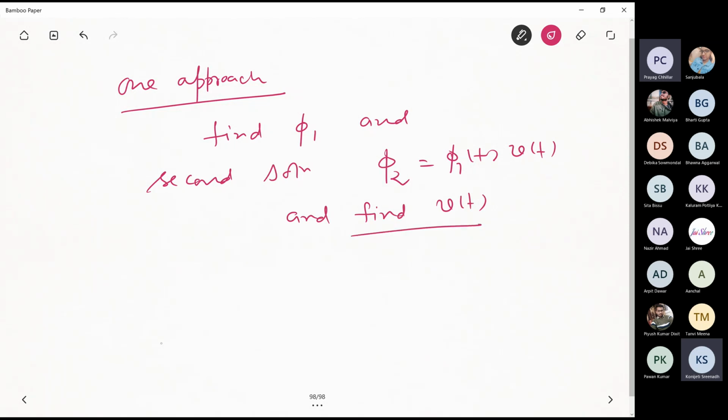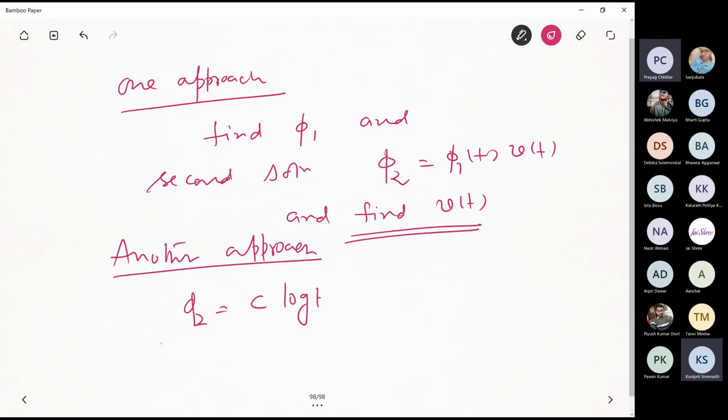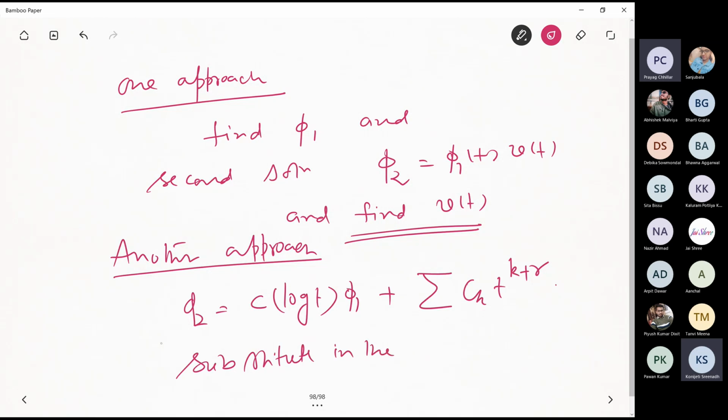So this is a method. You know that for second order linear equations, if you know one solution, you can find the second linearly independent solution. Another approach is that you can write V2 as C times log t times V1 plus ck t power k plus r, and then substitute this in the equation and equate the coefficients.